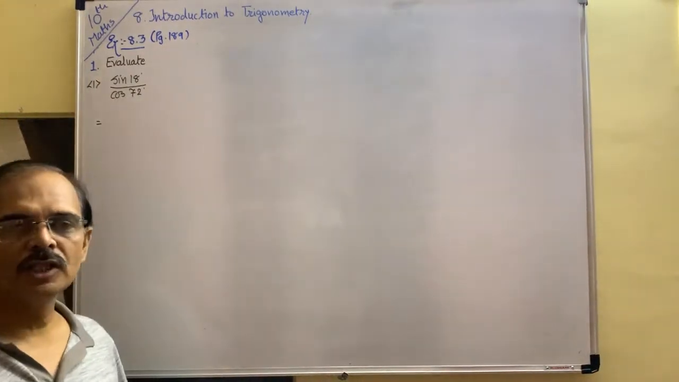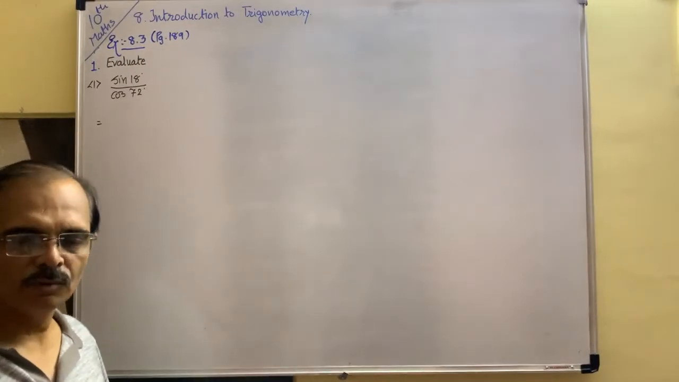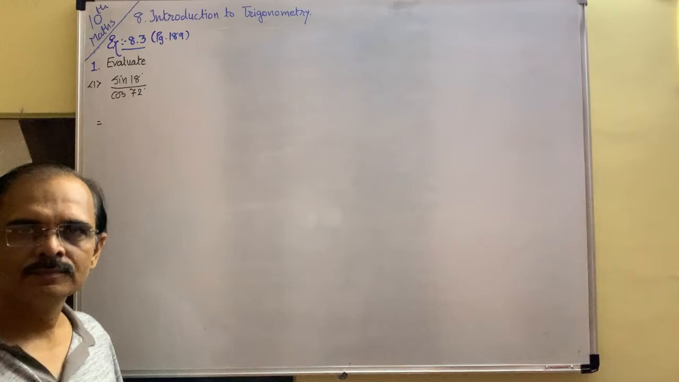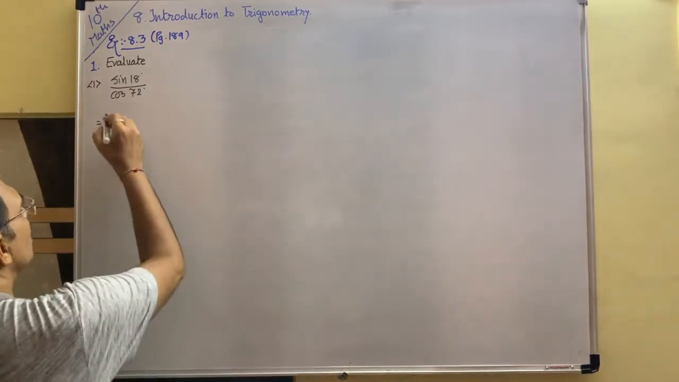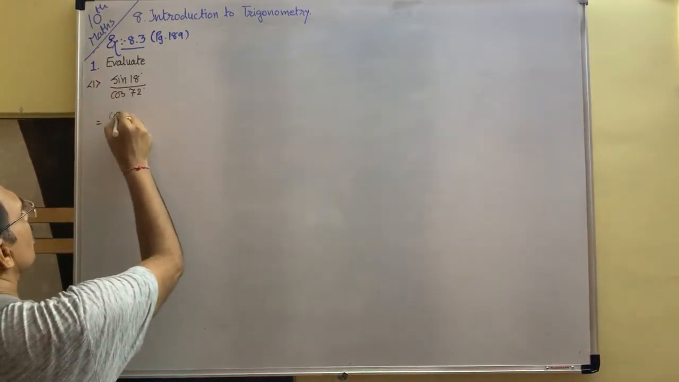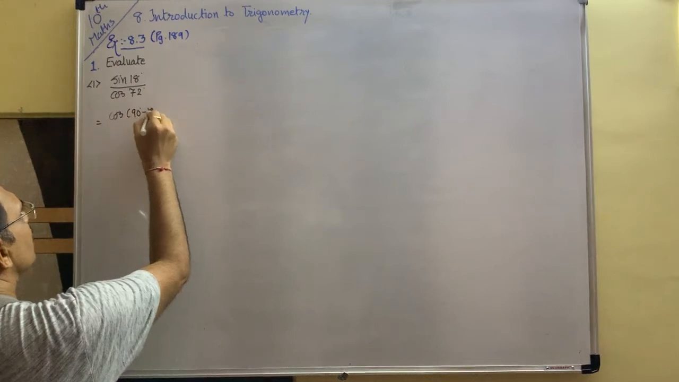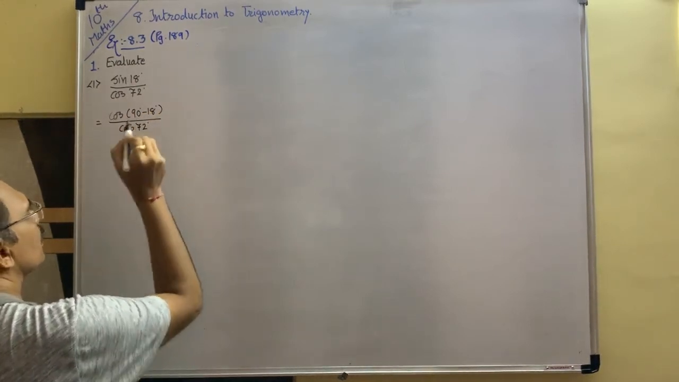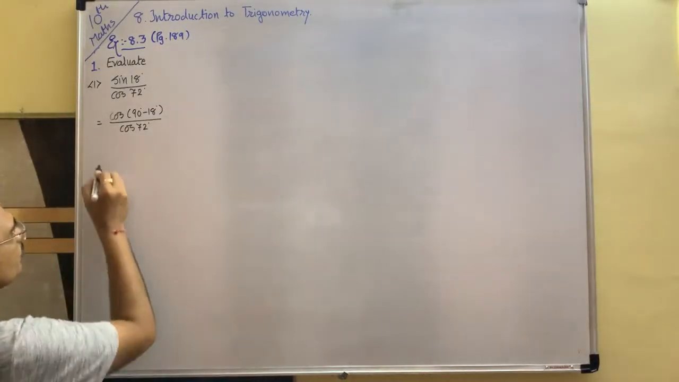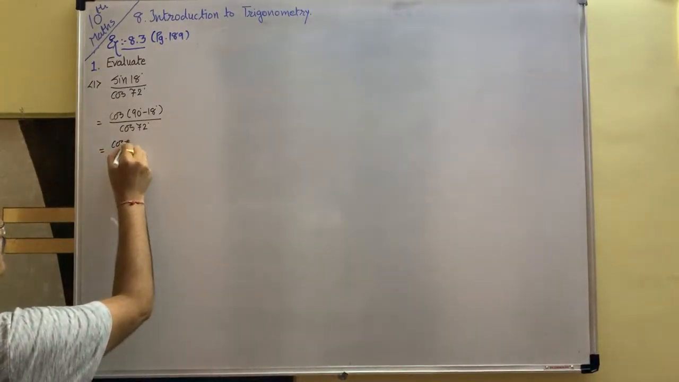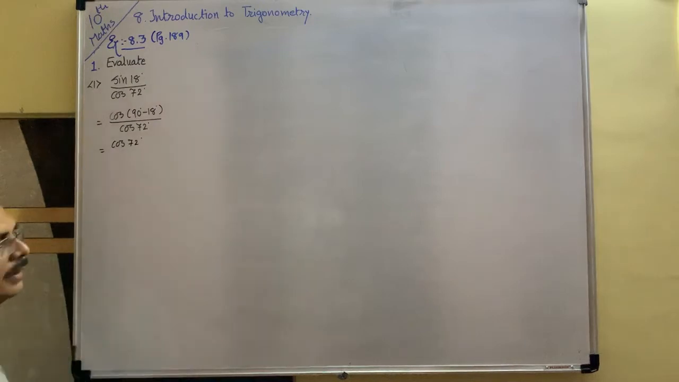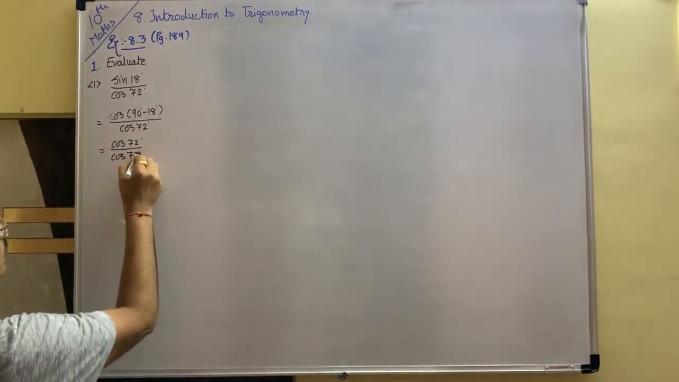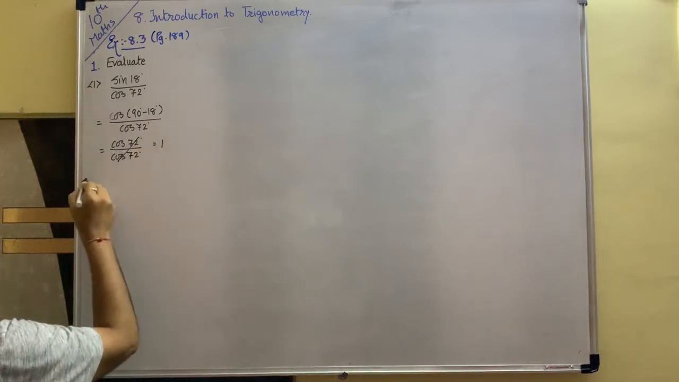Now out of these two, change any one. Suppose we take 18 degrees as theta. Then it is sin theta, and the formula is sin theta equals cos (90 minus theta). So cos (90 minus 18) is cos 72, upon cos 72. Cancel, so the answer is 1.